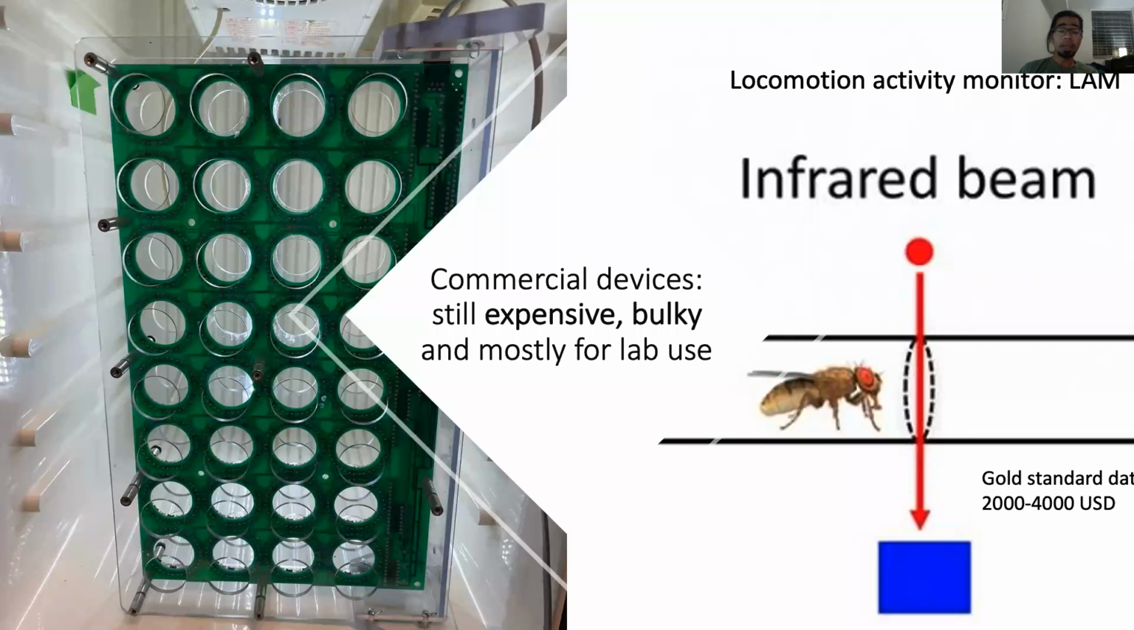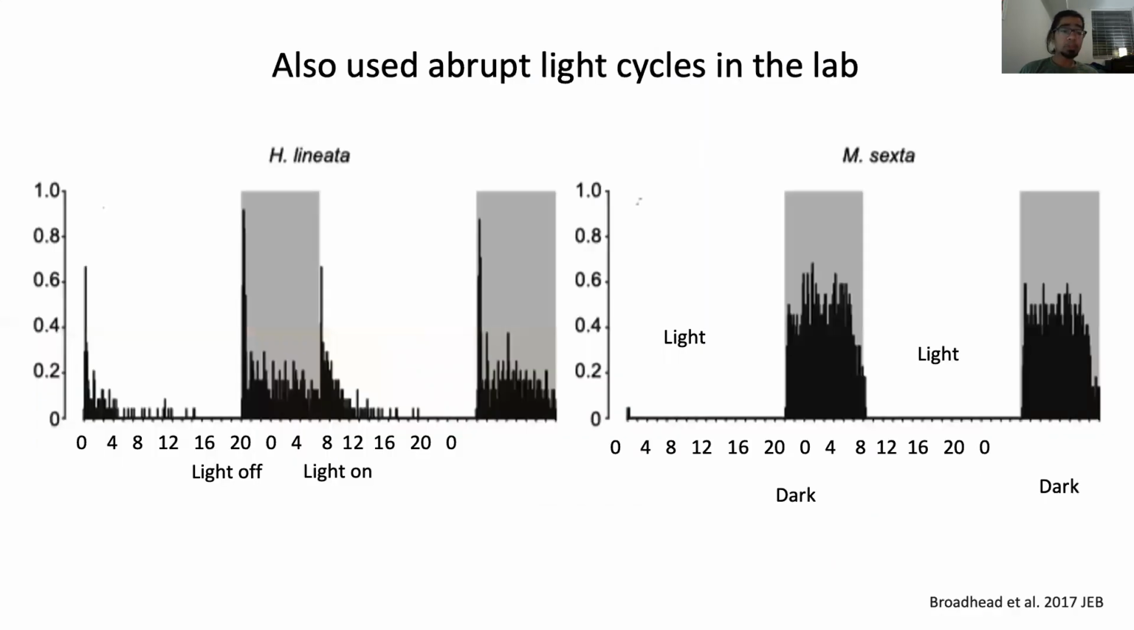And even today, while we can collect a lot more data with infrared beam devices and we reduce the size, the gold standard data for circadian rhythm, the devices that collect it are still really bulky and expensive, and they're mostly for lab use. And one of the disadvantages of doing this in the lab is most people use abrupt light cycles. This graph is circadian activity for two different moth species collected by some colleagues at Cornell. And they've got some really neat data, but they had to manually digitize a lot of this, and they used on-off lights to simulate a light and dark cycle.